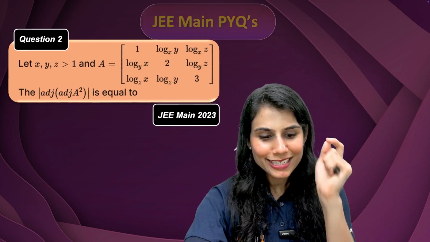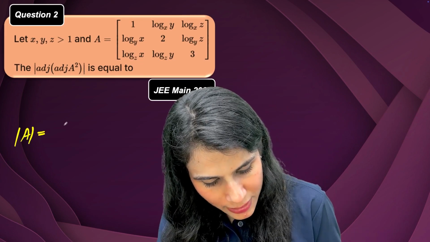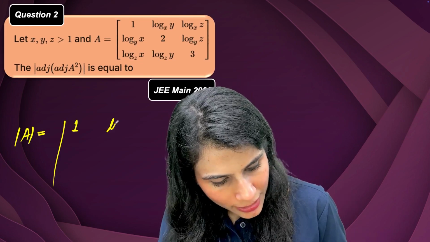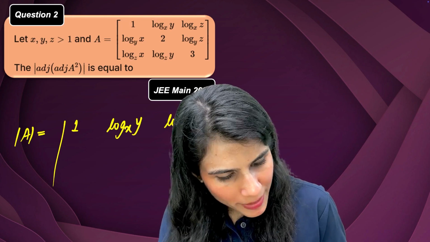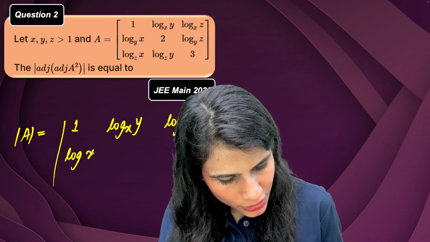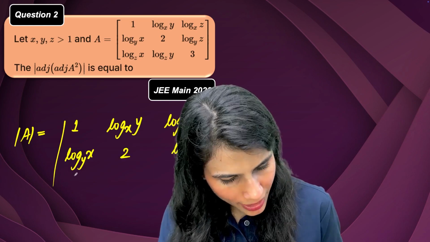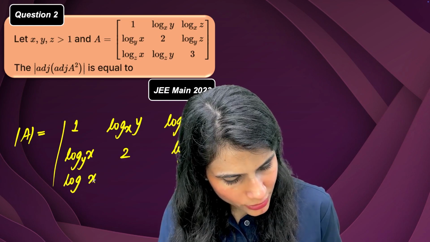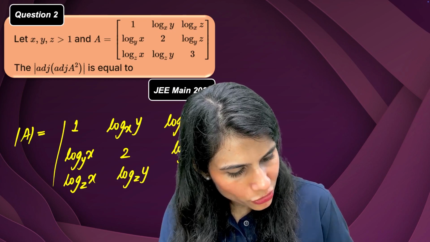Now that means all we need to compute is the determinant of this matrix. What is this matrix? 1, log y to the base x, log z to the base x, log x to the base y, this is 2, this is log z to the base y. Here we have log x to the base z, here we have log y to the base z, and then 3.